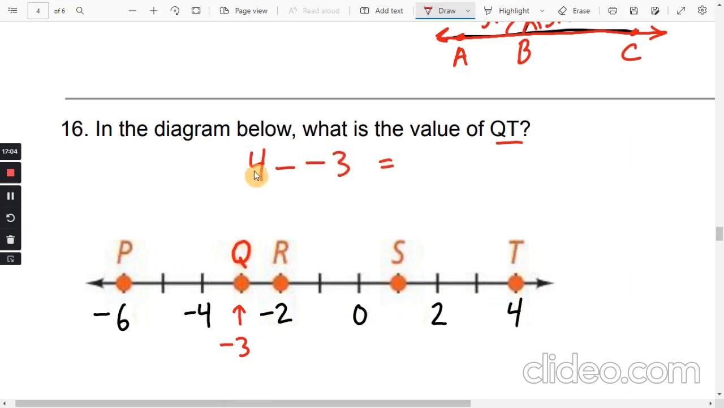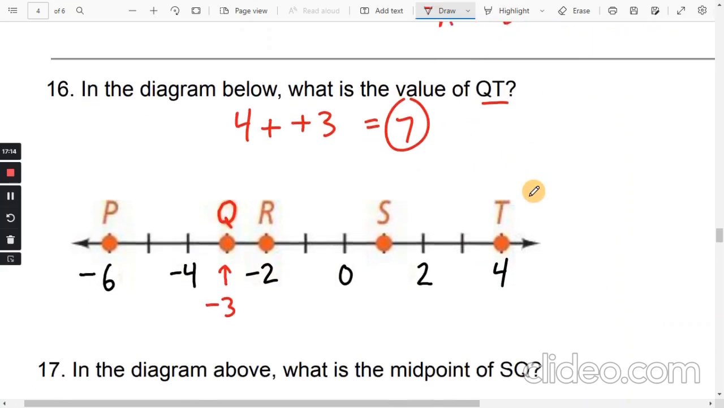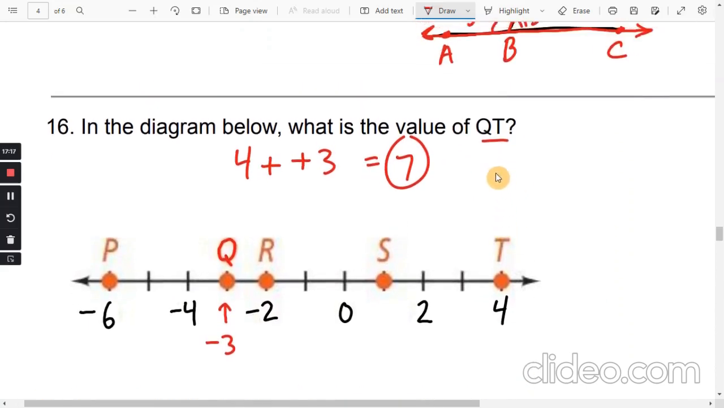Put the bigger number first because it has to be positive. The 2 negatives in a row make it plus, and 4 plus 3 is 7. Now, what happens if you subtract the wrong way? Well, you just take the absolute value.